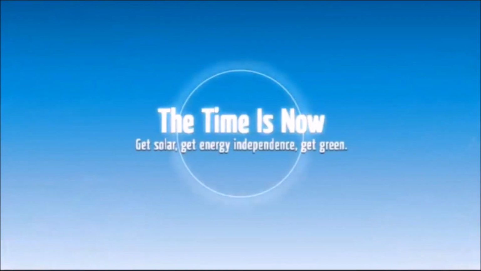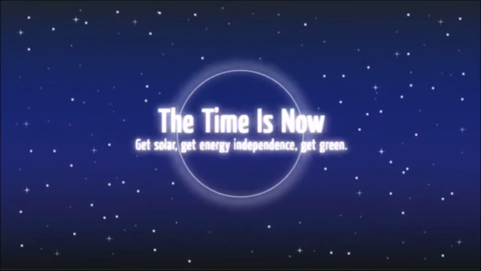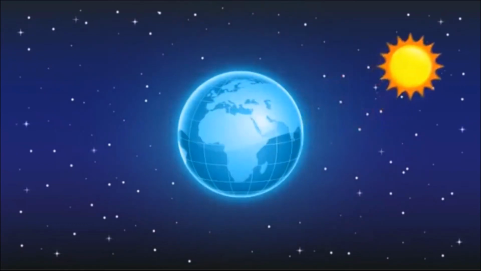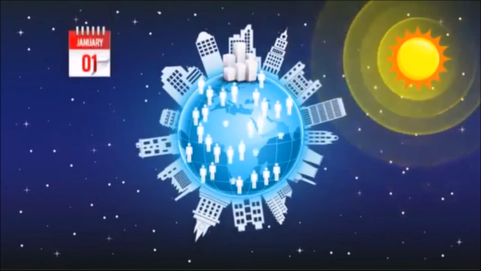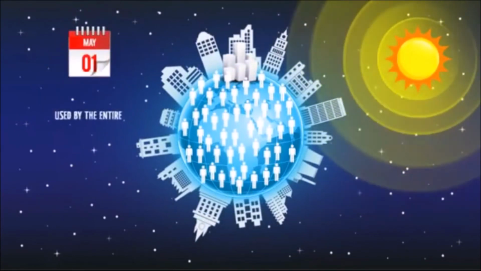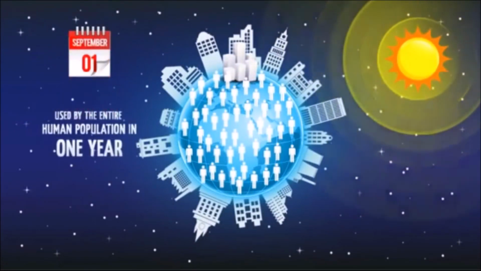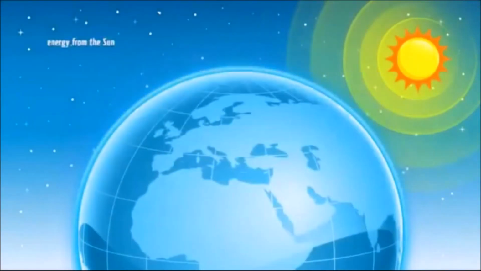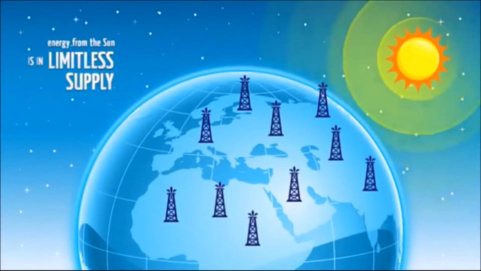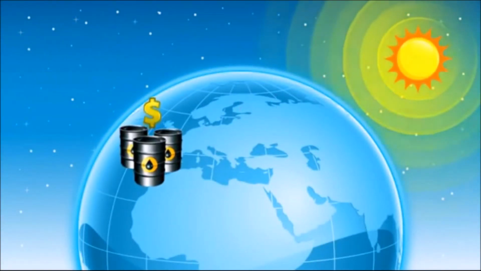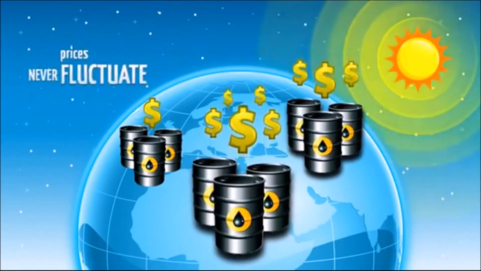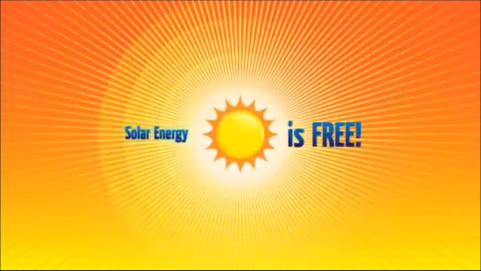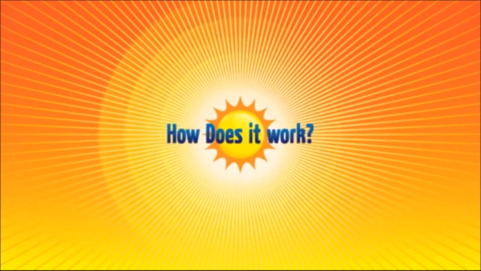Solar cell. Every hour the sun's energy falls on the planet is equal to the amount of energy used by the entire human population in 1 year. The energy from the sun is in limitless supply. Unlike oil or gas, solar power is a reliable source of energy whose prices never fluctuate. Solar energy is free. How does it work?